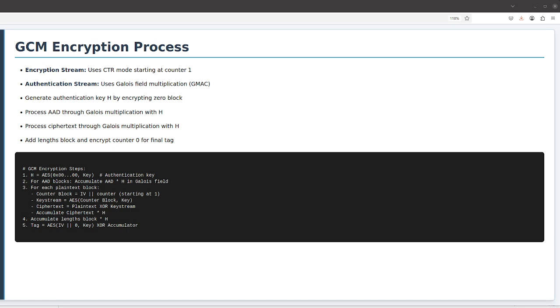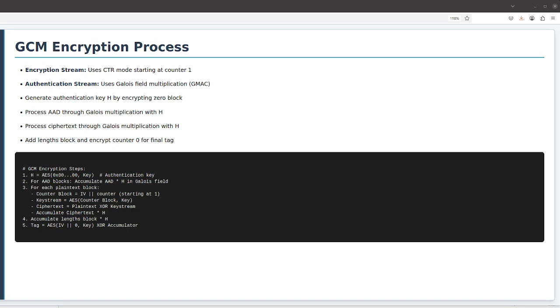GCM uses a technique called GMAC, which stands for Galois Message Authentication Code. Here's how it works. First, you encrypt a 0 block with AES using your key. This produces a value called H, which is your authentication key derived from your encryption key. This H value is used for all authentication operations with this key.